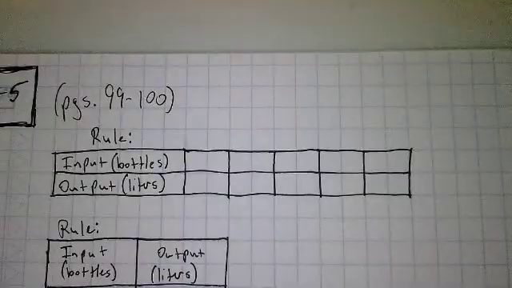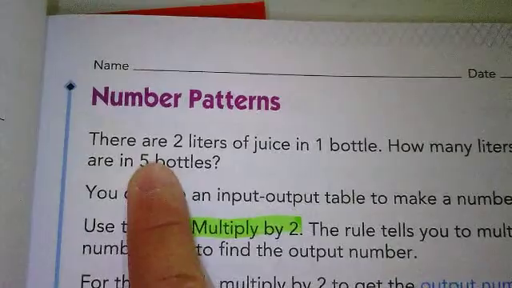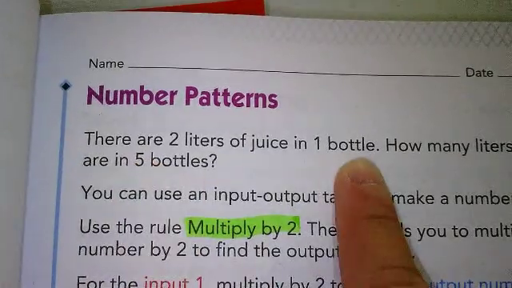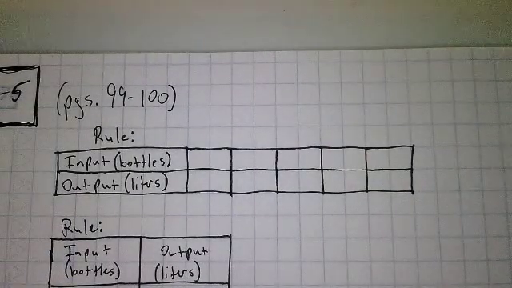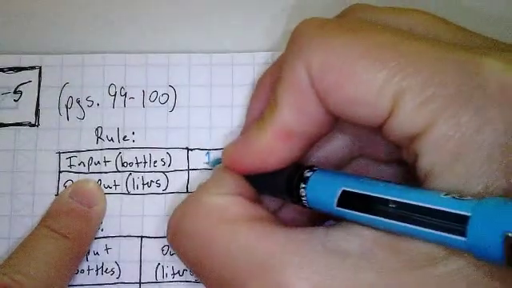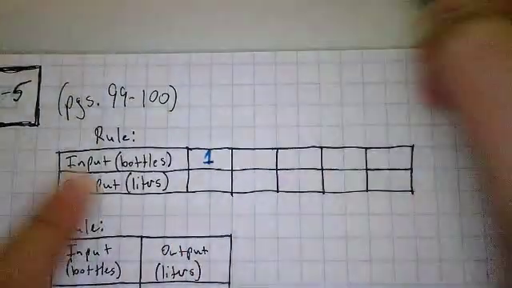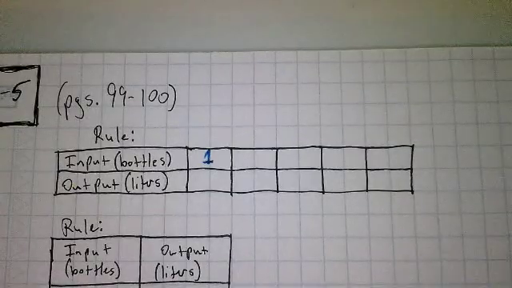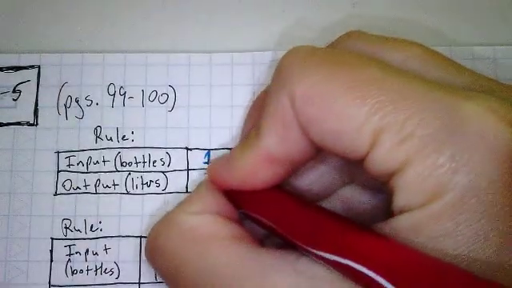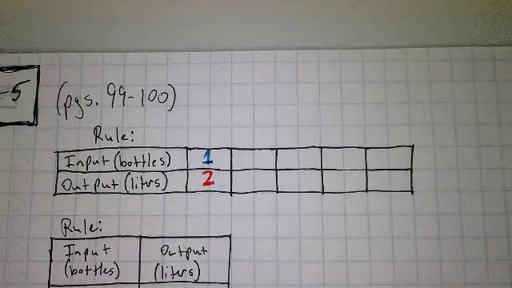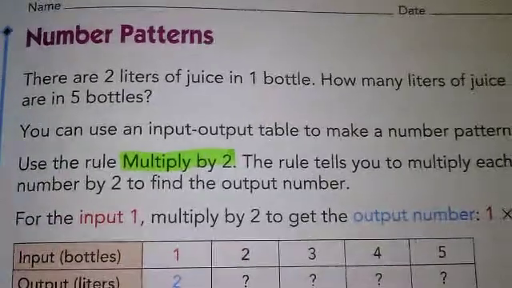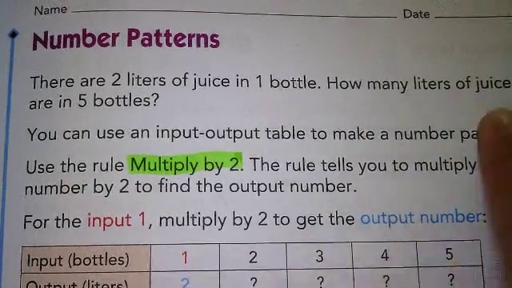So, if you remember in our problem, it says there are 2 liters of juice in 1 bottle. Yes? Okay, so we can go ahead and fill this out right now. My input of bottles, let's do 1 bottle, right? How many liters of juice are in 1 bottle, it said? 2. So my input is 1, my output is 2, right? There's 2 liters of juice in 1 bottle. We want to know how many liters of juice are in 5 bottles, right?